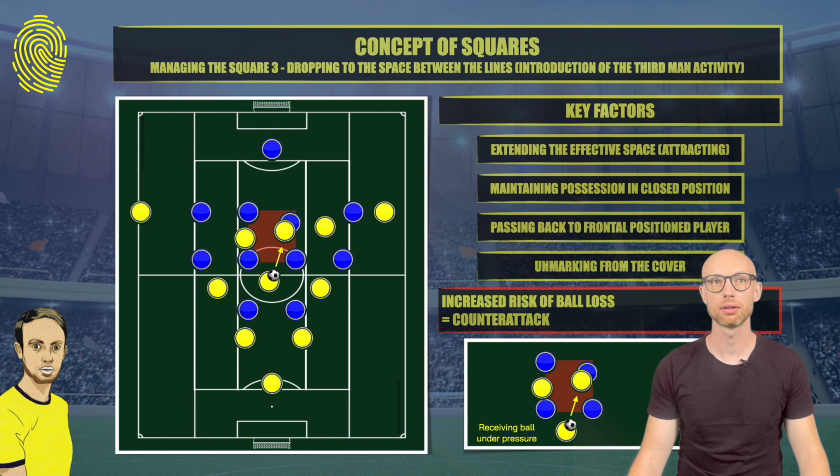A similar method of using space can occur in the area of the third square, as depicted in the graphic.